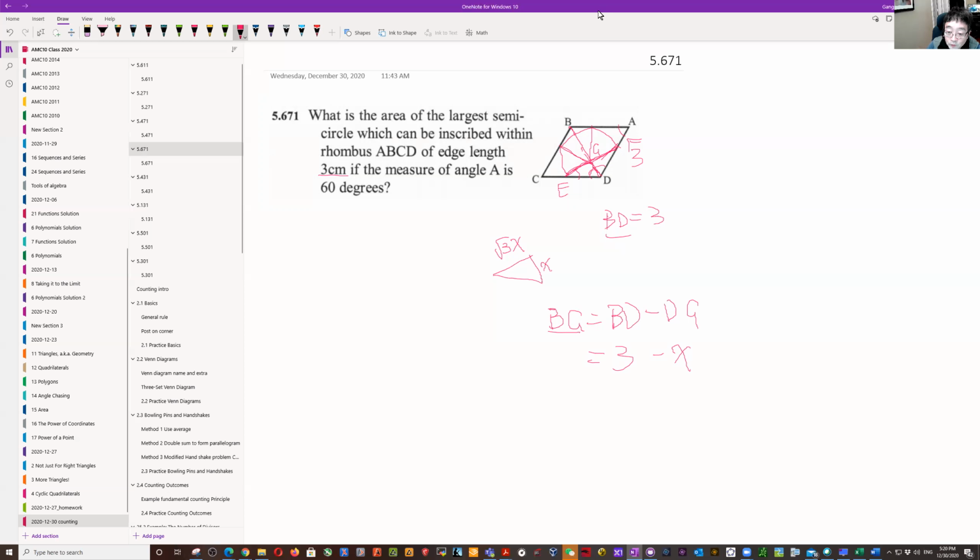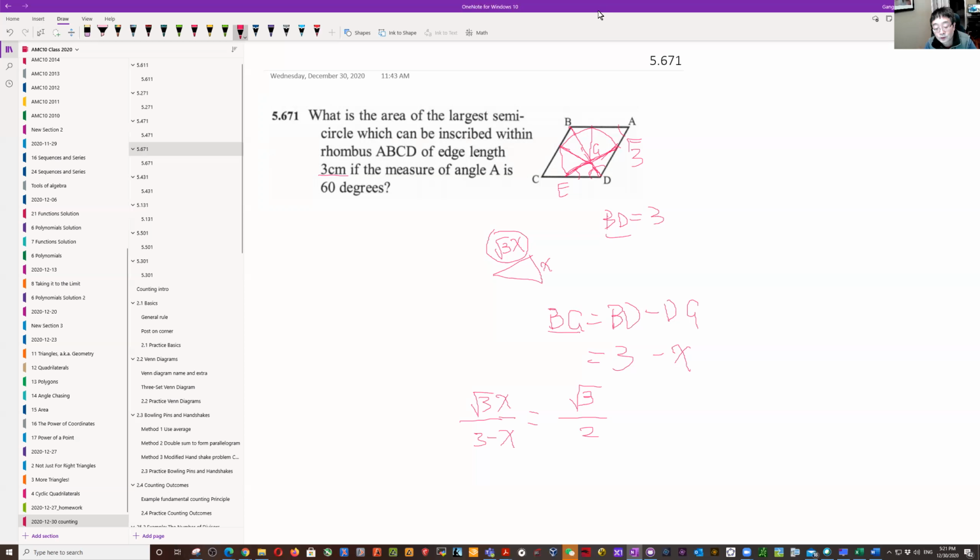And this will form another triangle. In this triangle, the radius is square root of 3 times x, and BG, which is 3 minus x, is equal to 3 square root of 3 over 2, because this is a 30, 60, 90 degree triangle. The leg ratio is 1, square root of 3, and 2.